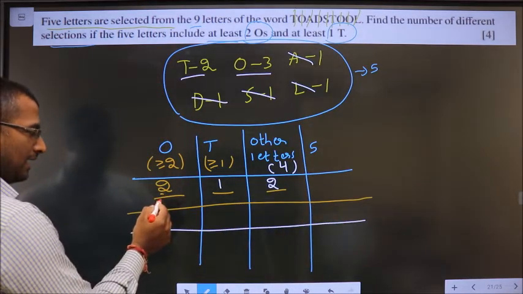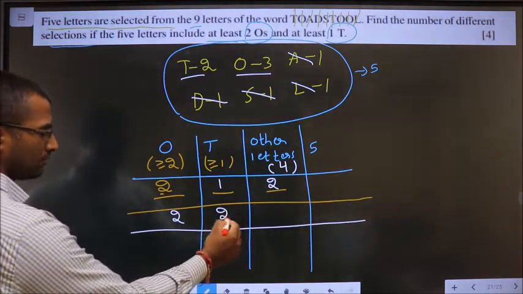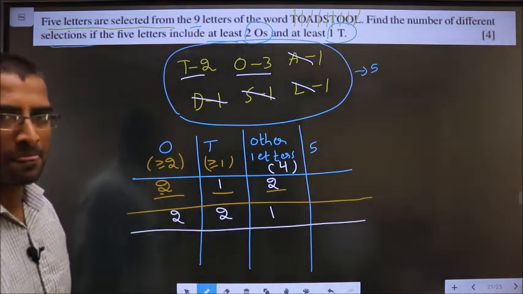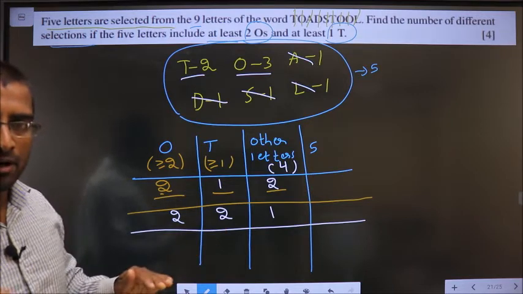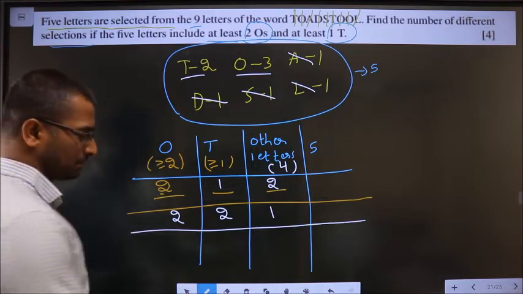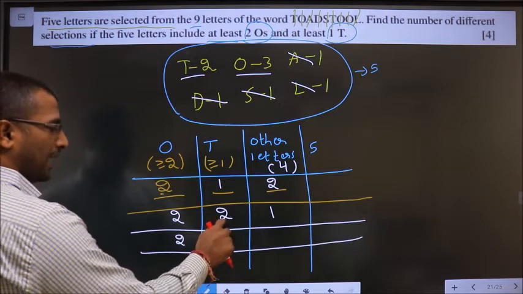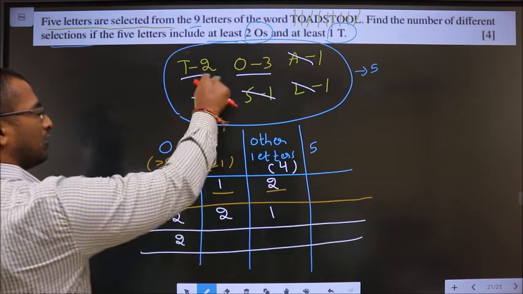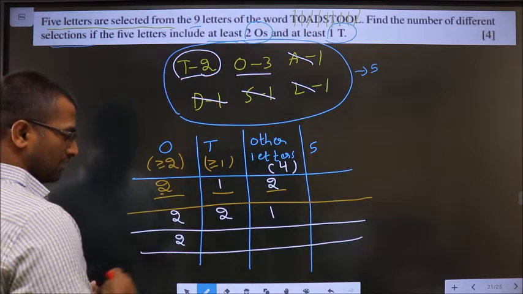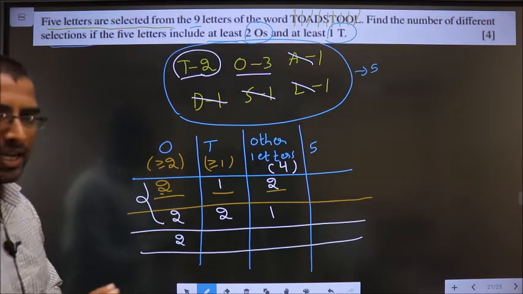Let us say I kept 2 here and this 1 has been increased to 2. Then this has to be 1. Then only the count will be 5. Step by step, in a proper organized way, increase the number such that you don't miss any option. Now, here if I again take 2, I cannot make this 3 because there are only 2 T's present. Okay. So that means all the options with 2 O's are completed.